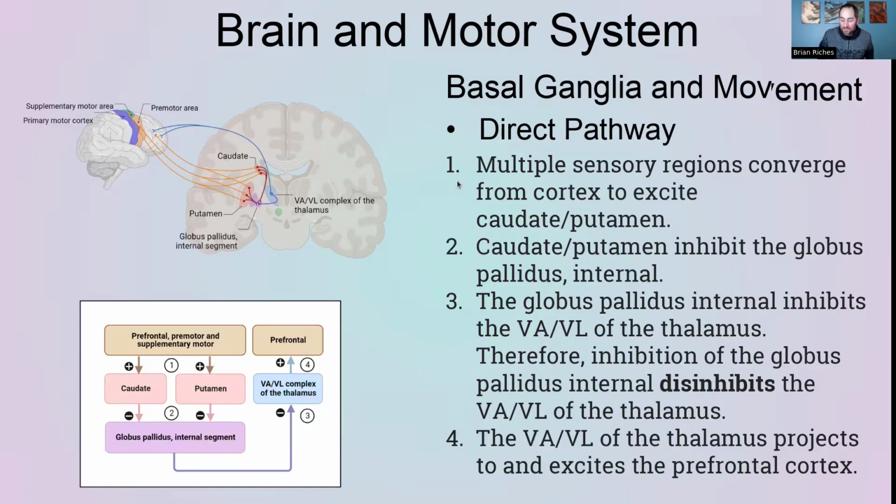All right, so one thing I want to emphasize with this is that disinhibition. So the multiple sensory regions are converging from the cortex. So the prefrontal cortex, we decide to do something, and that's exciting the caudate and putamen, and those are inhibiting the globus pallidus right here, and that makes it so it's disinhibiting the messaging to the thalamus, which means that we can then do a movement.